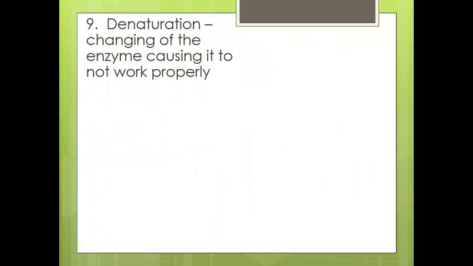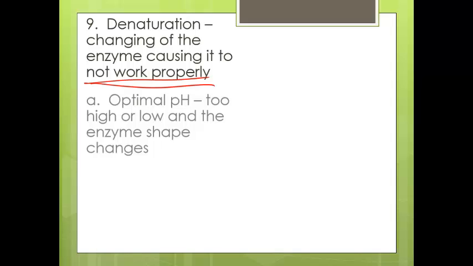Lastly, we're going to look at denaturation again. And again, from proteins, we know that temperature, pH, and salt concentrations can all cause the protein to change its shape. And if it changes shape, in this case we're looking at enzymes, then it causes it to not work properly. It might work a little bit, but it's not going to work as effectively as it should.